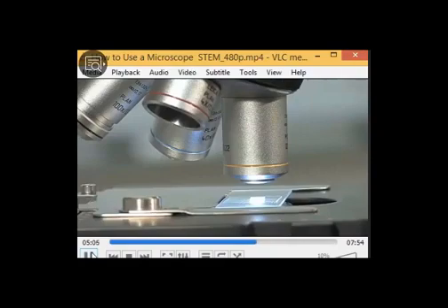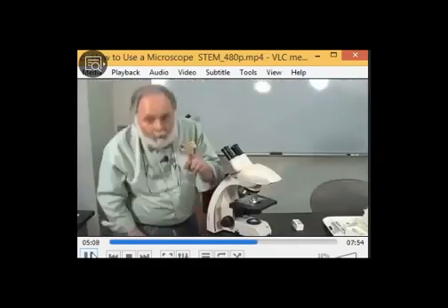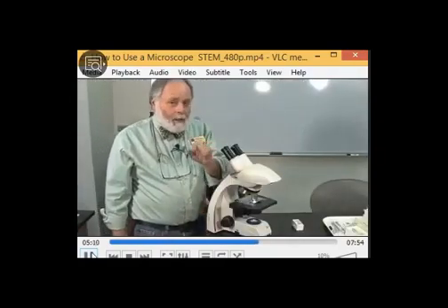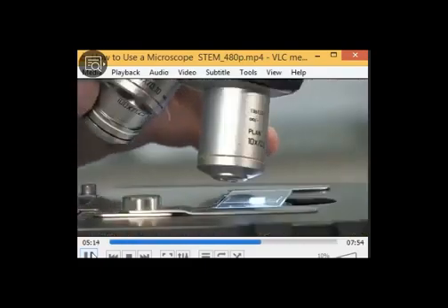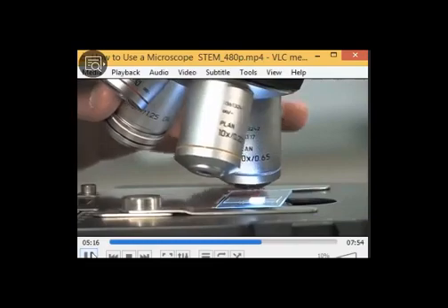Now if you increase the power more, what will happen? Now see, this is the letter E. You can see only a small part of the letter E. It means that when you increase magnification power, the field of view, that is the part of the picture that you see, decreases.